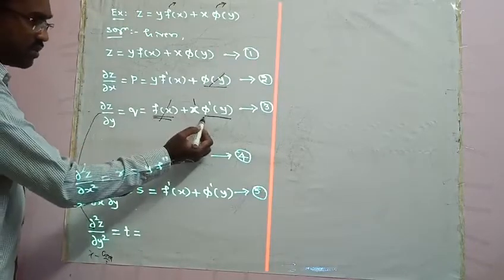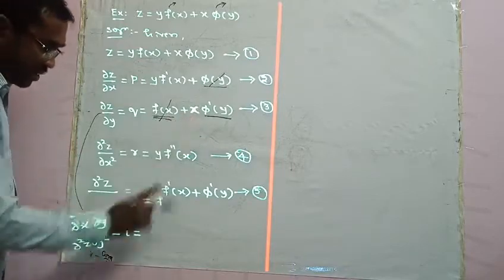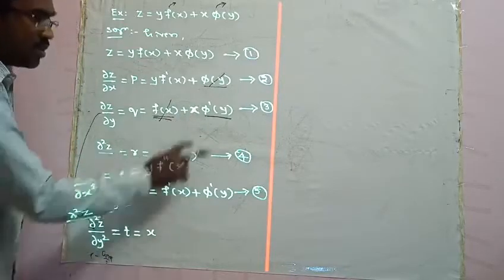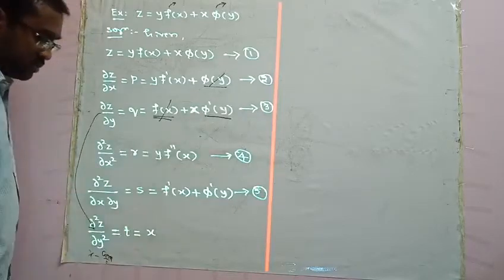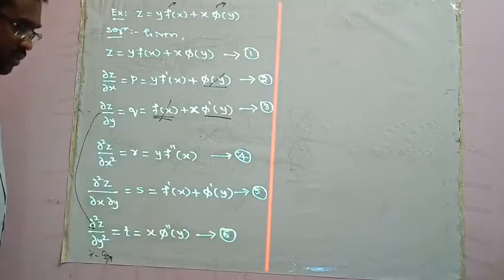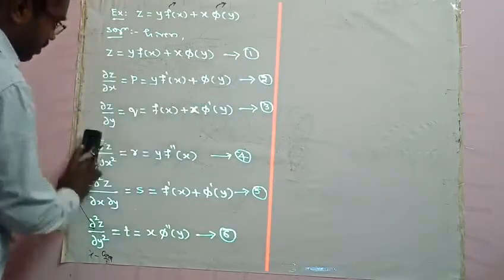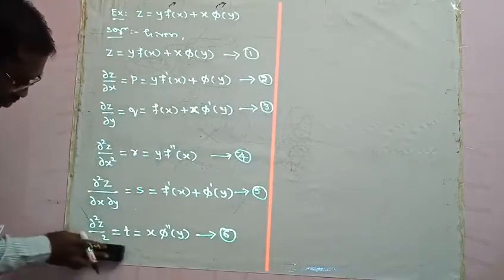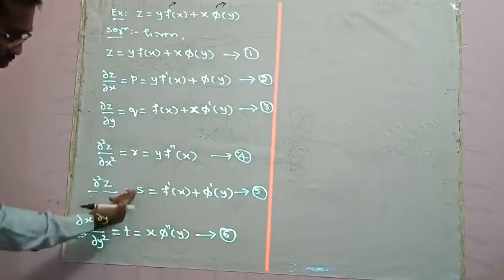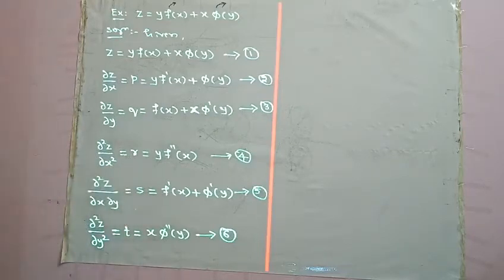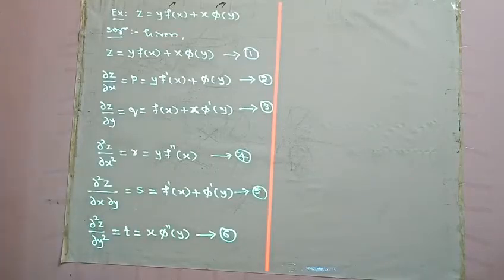And what is the differentiation of this? Since x is constant, we write x as it is. Differentiation of phi dash with respect to y is phi double dash. Call it equation number 6. See, we got all second order derivatives also. Now we can think of how we can eliminate our phi and f. How can we eliminate them?